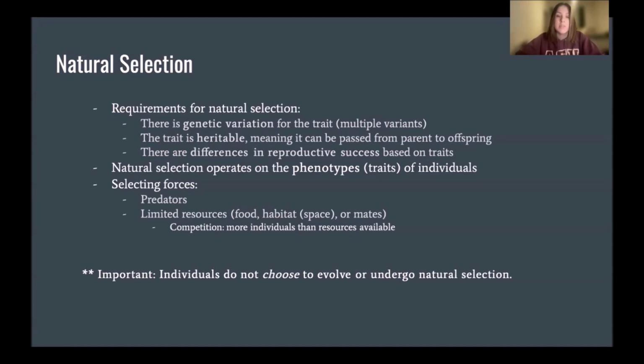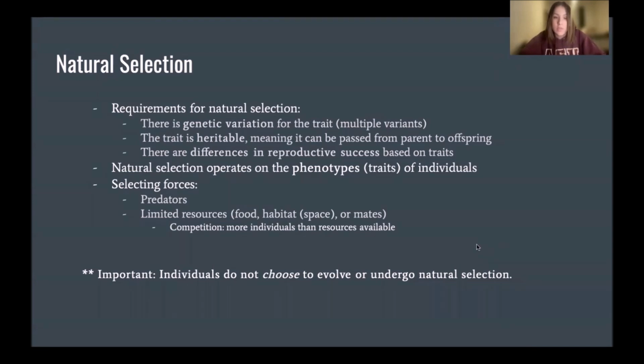The third one is that there are differences in reproductive success based on traits. So without selective pressures, all traits would be favored equally and natural selection would not be happening. So natural selection operates on the phenotypes or the traits of individuals. And this can be a confusing concept because natural selection, although it does operate on individuals, evolution operates on populations. So the evolutionary consequences of natural selection affect the population, but natural selection itself operates on the individuals.